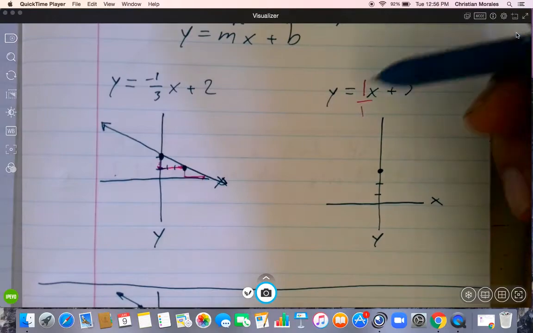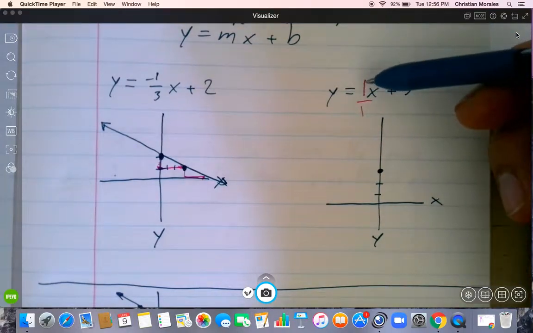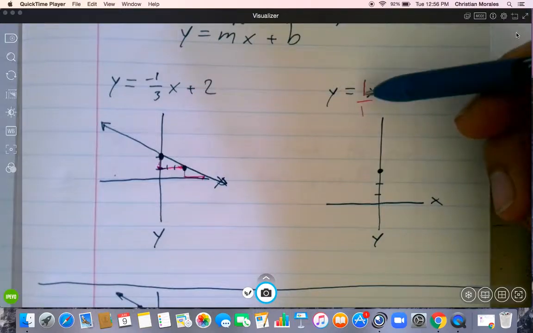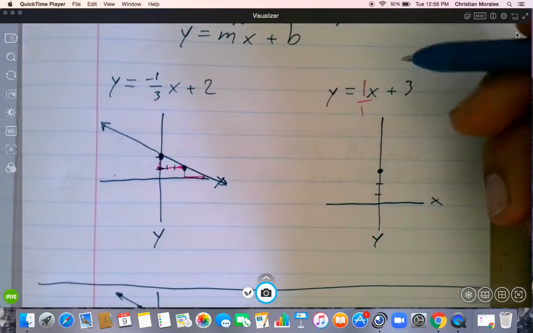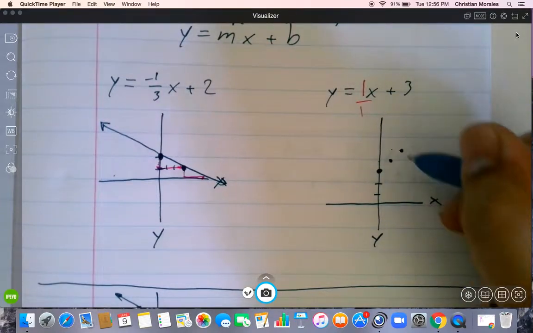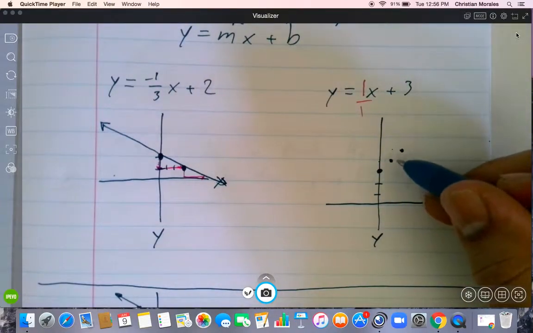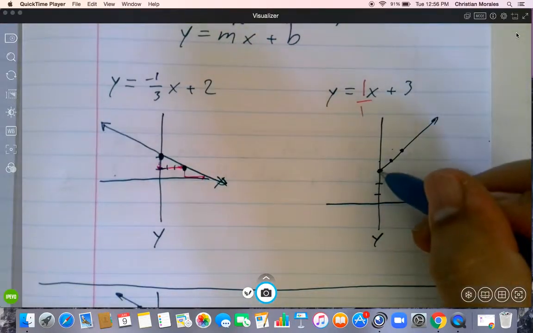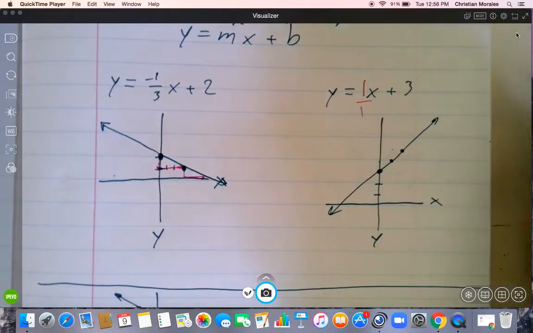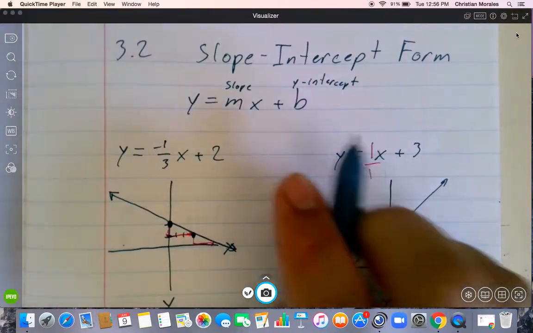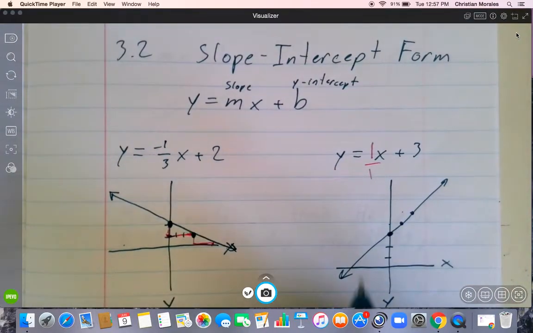Now, if there's just like the number 5, it's a 5 over 1. If it was the number 3, it would be a 3 over 1. But if there is no number there, you can put a 1. So my slope goes up 1 over 1, up 1 over 1. So I'm not even drawing the rise and run anymore. I'm just counting up 1 over 1. And then I connect them. And there's my line. Okay, so that's how you graph it, starting with the y-intercept and then counting the slope.